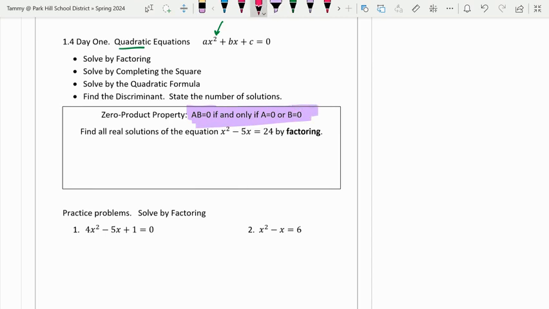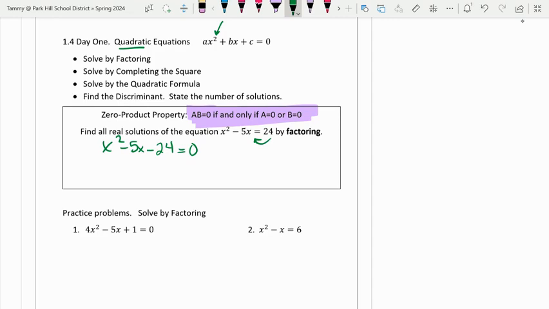So let's do a one here. Find all real solutions of the equation x squared minus 5x equals 24 by factoring. The first thing you do is set it equal to 0. So x squared minus 5x, move the 24 over, subtract 24 on both sides. x squared minus 5x minus 24 equals 0. So we move the 24 to the other side.